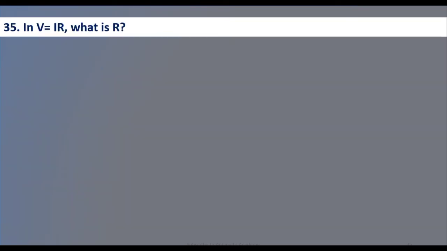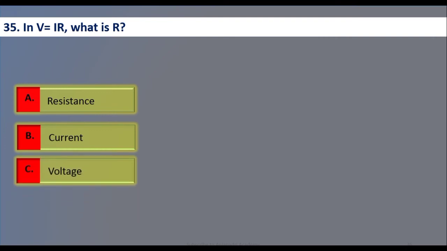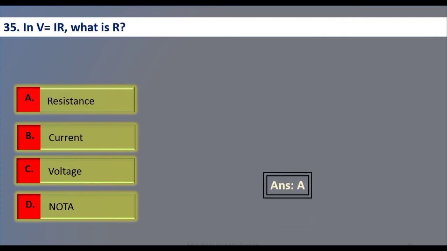V is equal to IR. What is R here? Resistance, current, voltage, none of the above. Yes, it is the resistance here. R means resistance, V means voltage, I means current. Therefore option A is the right answer.